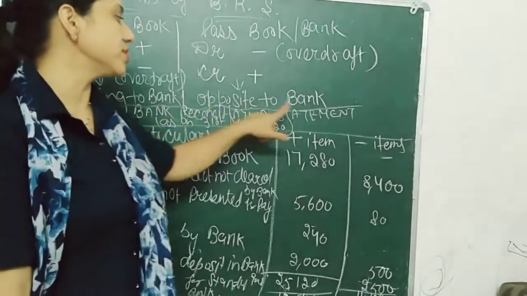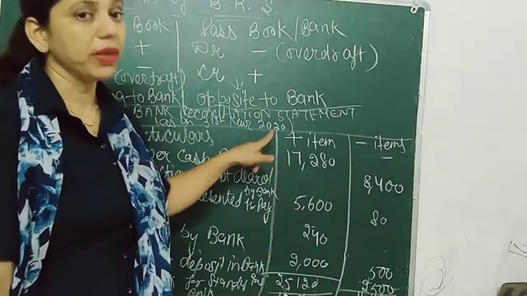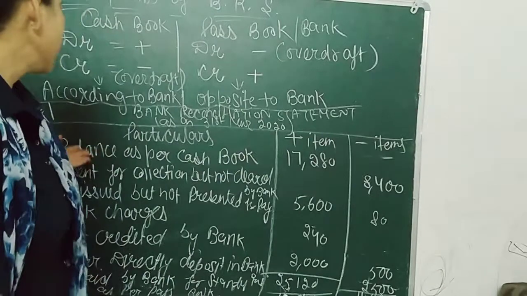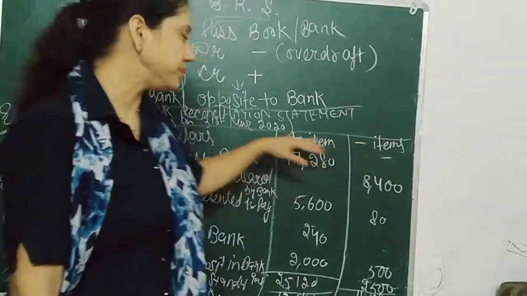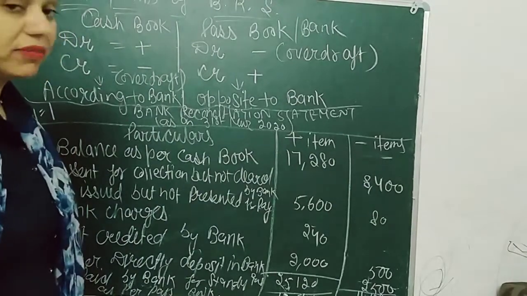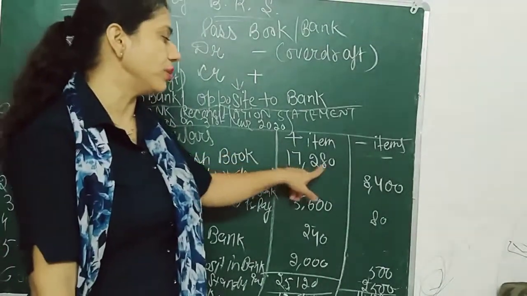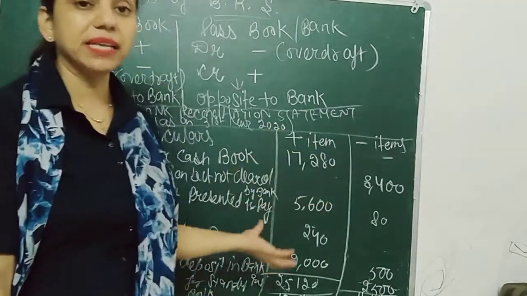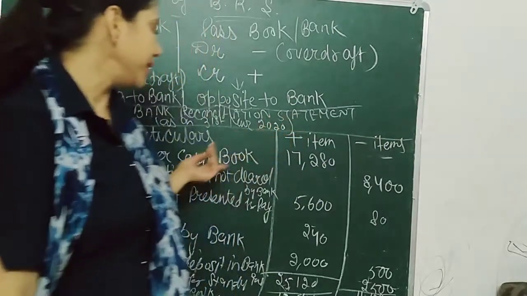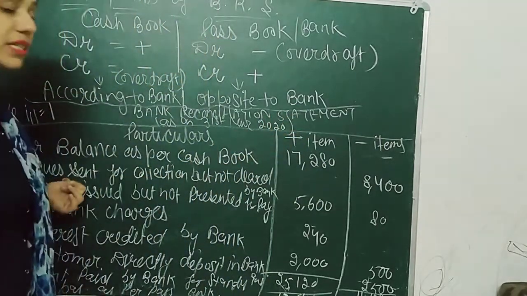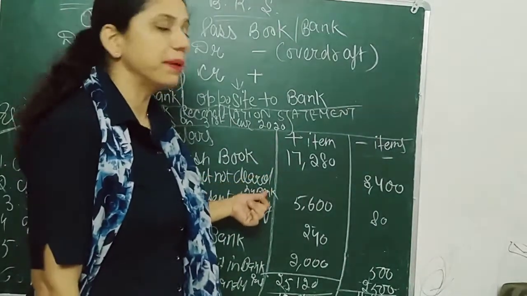Bank reconciliation statement as on 31st March 2020. According to the question, the format is particulars, plus item and minus item. First we have the debit balance as per cash book, 17,280. If credit balance is given, then we will put it on minus side. Next, first transaction is checks are sent for collection but not cleared by bank.